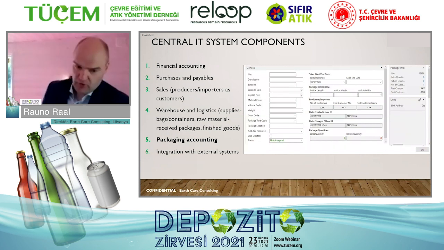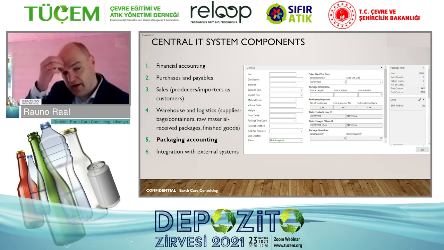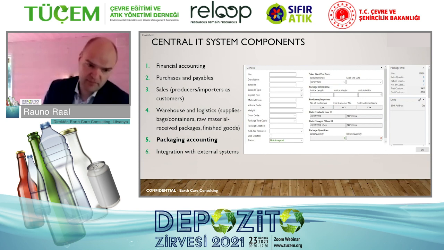So if we talk about the core functionalities or components in the central IT system, we talk about financial accounting, which is a relatively simple and country-based theme. Then we have purchase and payables. We also have the sales part. In a DRS IT infrastructure, sales basically means producers and importers as customers. And naturally, there are all kinds of different warehouse and logistics parts.